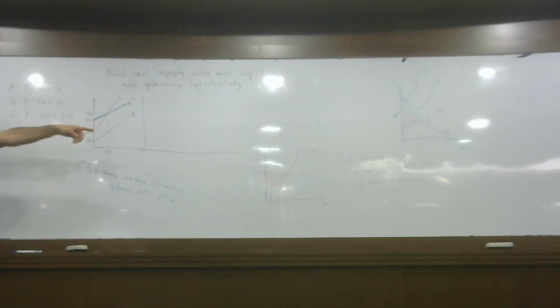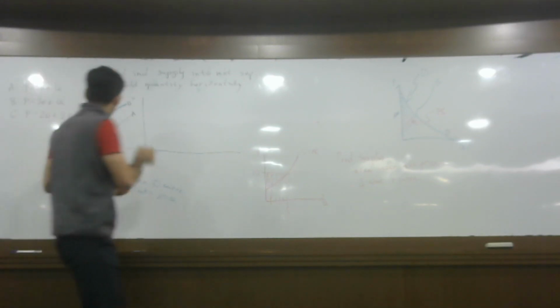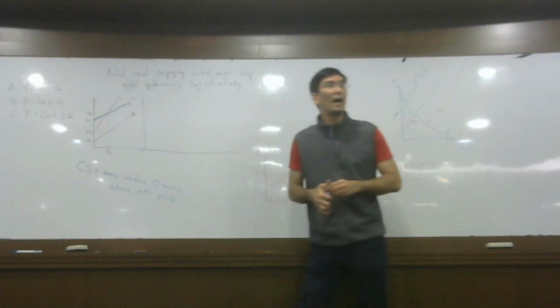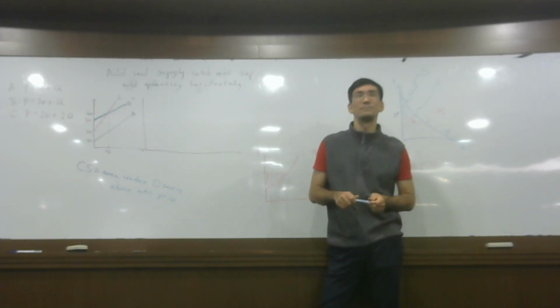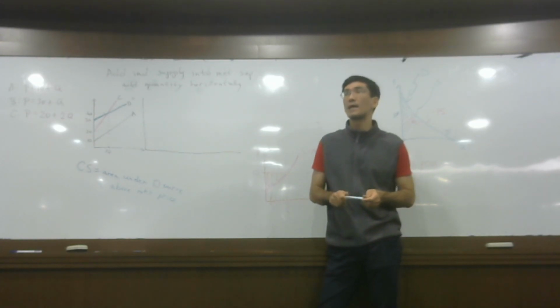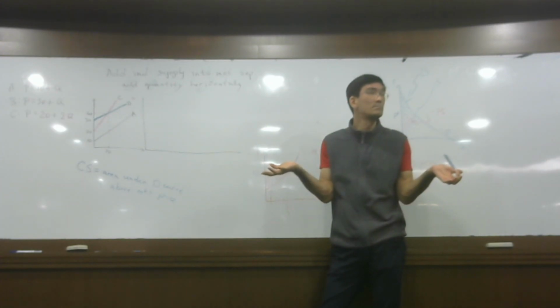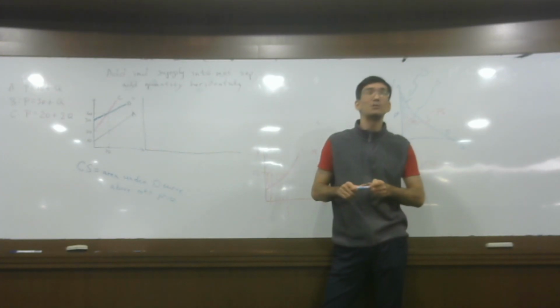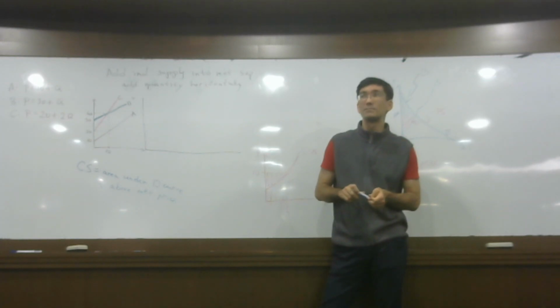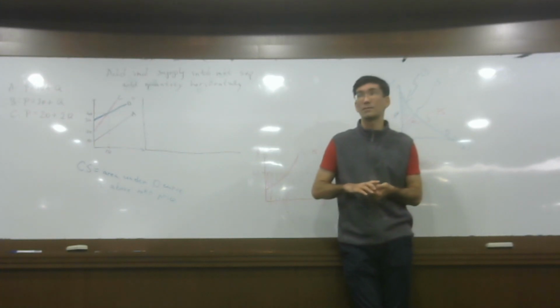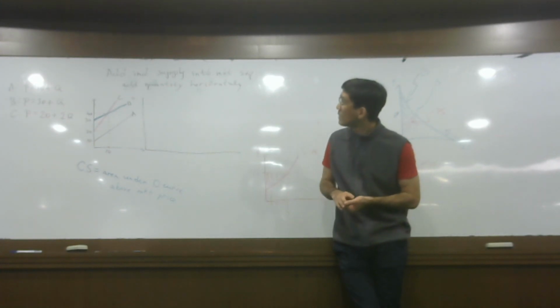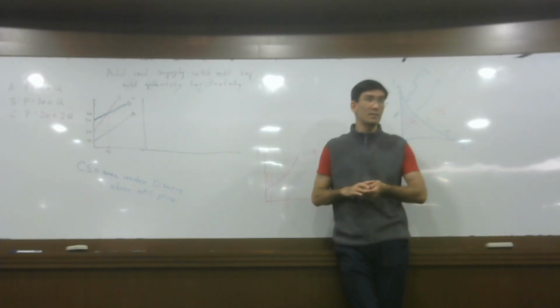Now let's add up. Okay? So, under the price of 10, how many sellers do we have? Under the price of 10, we have no sellers. Between the price of 10 and 20, how many sellers do we have? Only one seller. Only Alan is selling between 10 and 20, right?